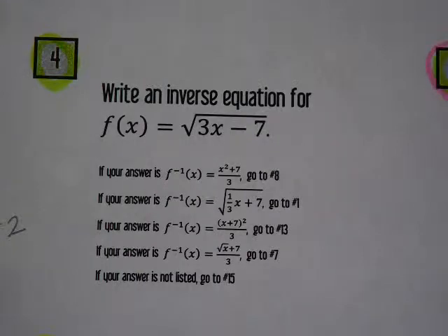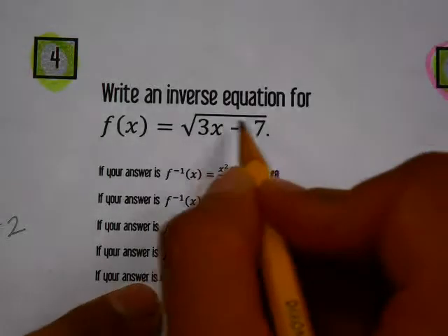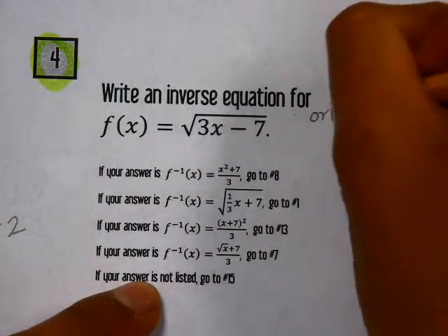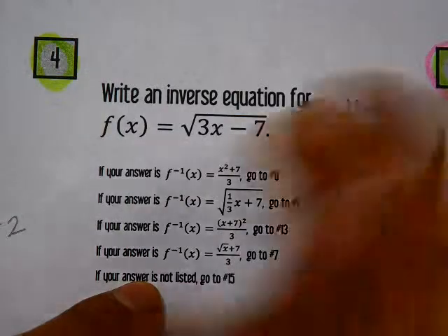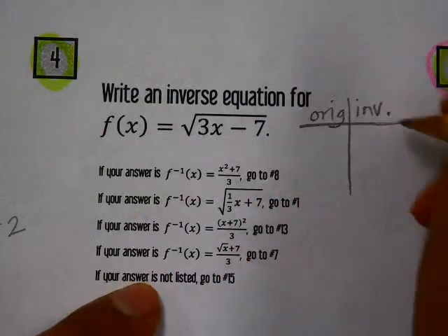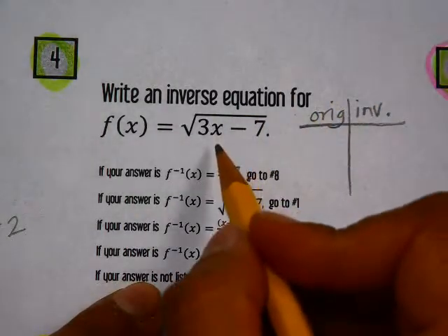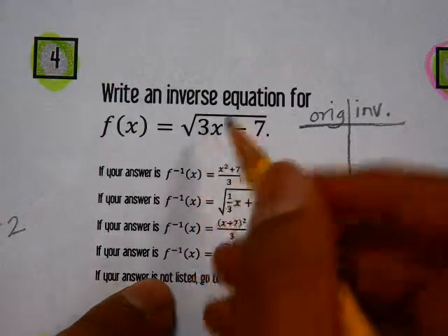This video will cover numbers 4, 12, and 13, which are all writing inverse equations. So the original function given, I'm going to make a table that includes a list of the original steps in the function, and then we'll undo those to write the inverse steps. So we want to follow order of operations.